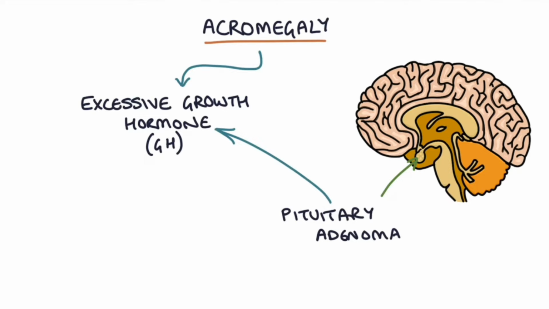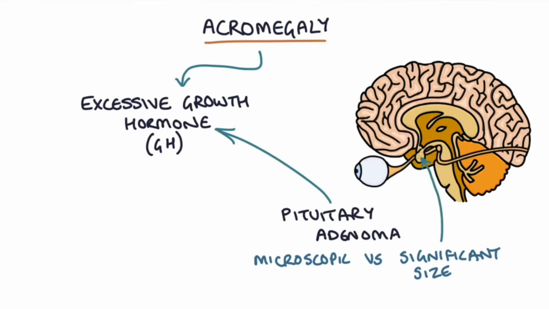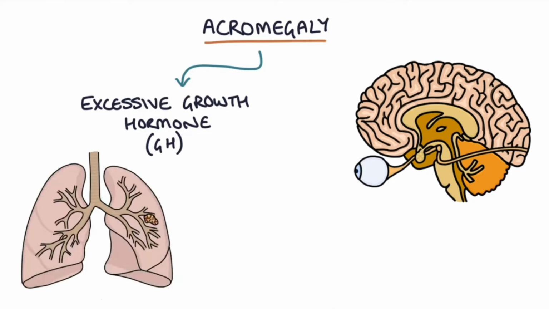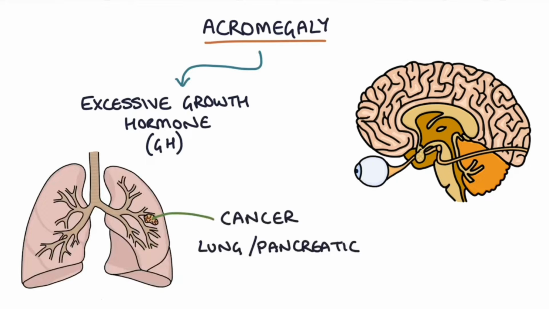gland. And this adenoma might be microscopic, so small that you can't see it on a scan, or it can be significantly sized so that it causes compression of the local structures. Rarely, acromegaly can also be secondary to a cancer, like a lung or a pancreatic cancer, that secretes either ectopic growth hormone releasing hormone, or GHRH, or ectopic growth hormone itself.